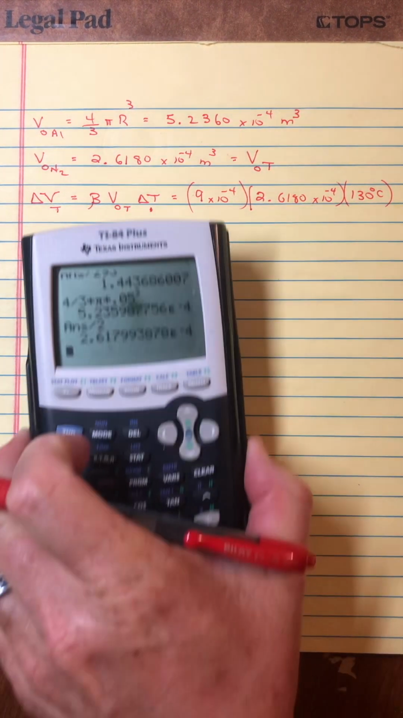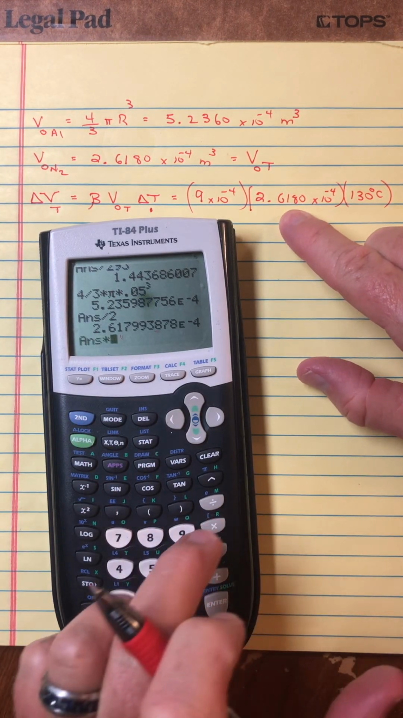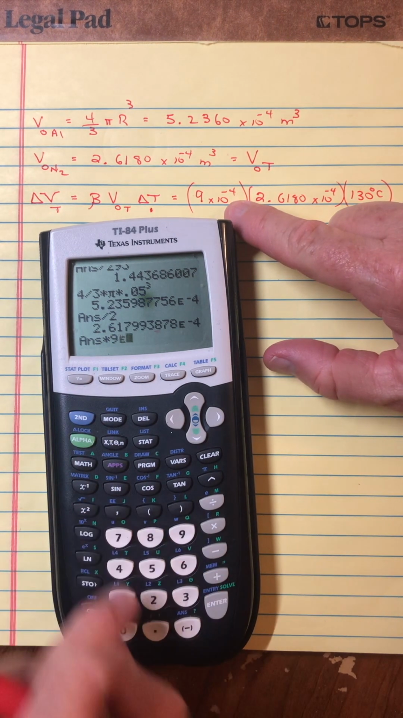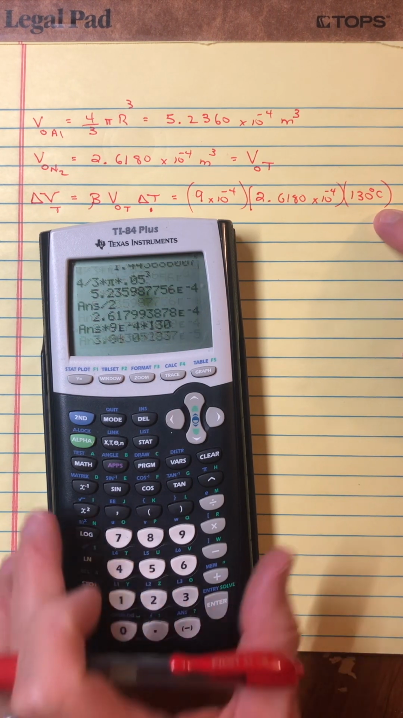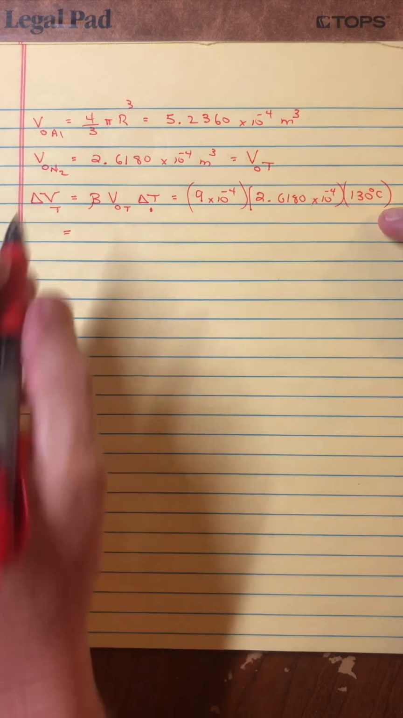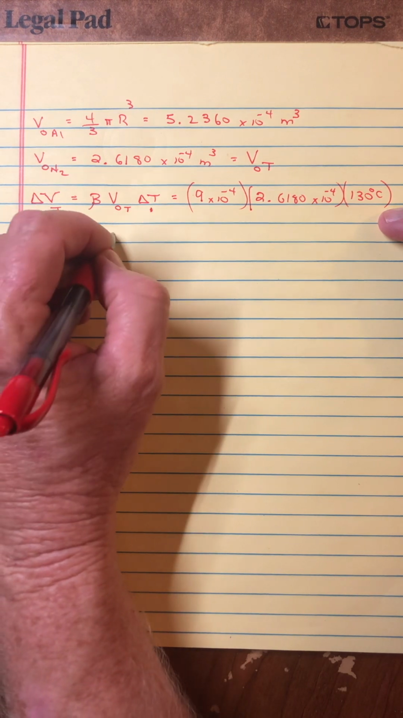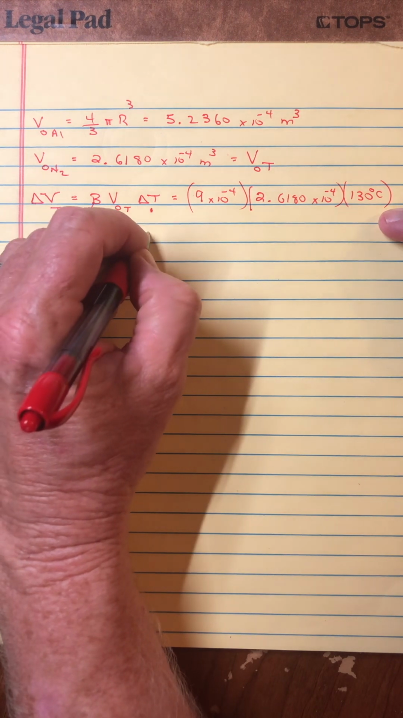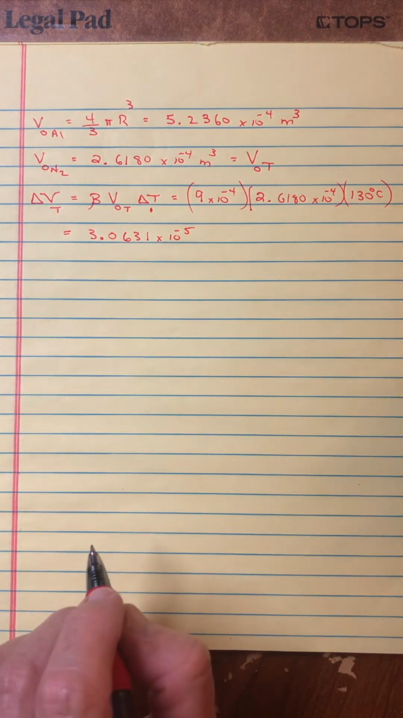So the turpentine is going to grow a little bit. Let me take that volume, it's already in my calculator. Let me multiply it by 9 times 10 to the minus 4 and also by 130. And so the turpentine is going to grow by 3.0631 times 10 to the minus 5.